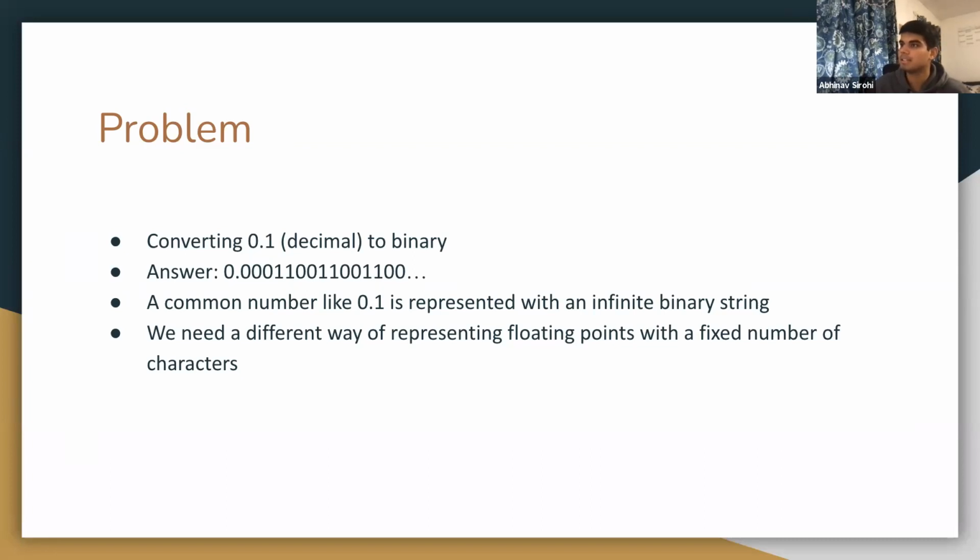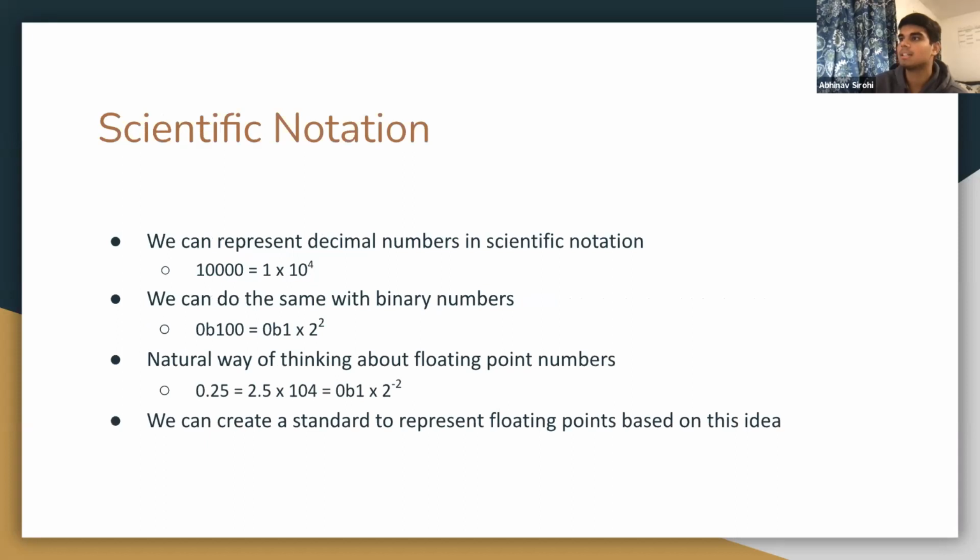So this is kind of a problem because if we need to represent a simple thing like 0.1, we can't just store an infinitely repeating string in our memory. So then we need to find a way of representing floating points with a fixed number of characters. First, let's talk about scientific notation before we jump into the way of representing the floating points.